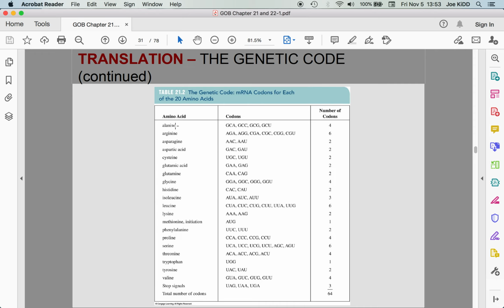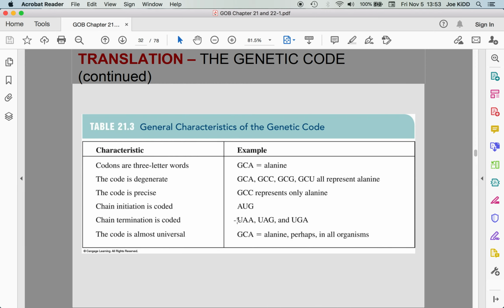Some amino acids have more than one codon that can represent them, and some only have one. Especially methionine. Methionine is very important because this is going to always be the initiation step. So all of them will start with methionine and then go from there.